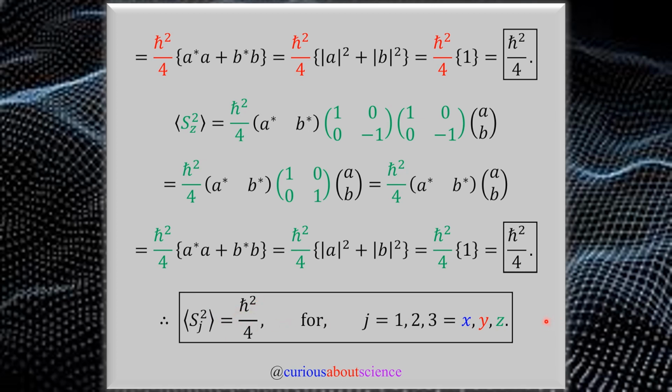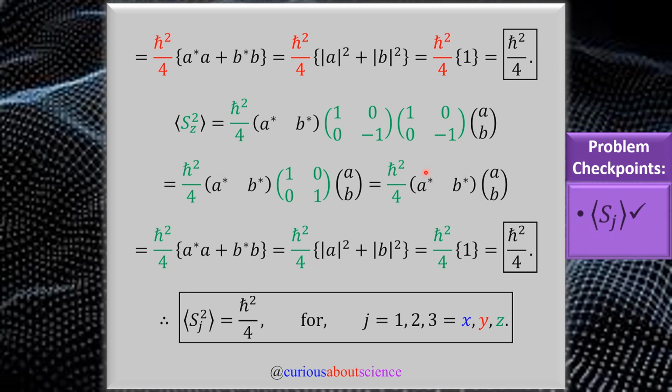Easy enough. Now we need to see what happens with the S matrix itself squared and compare the results for these x, y, and z squared expectations. So that being said, we successfully ran through our checkpoints and we can move on to the last part.